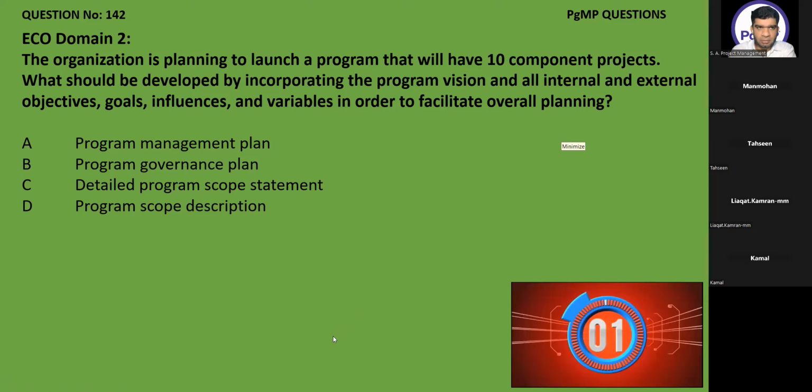The organization is planning to launch a program that will have 10 component projects. What should be developed by incorporating the program vision and all internal and external objectives, goals, influences, and variables in order to facilitate overall planning? My only question is why A is not possible? Program management plan, why is it not possible? Anyone?